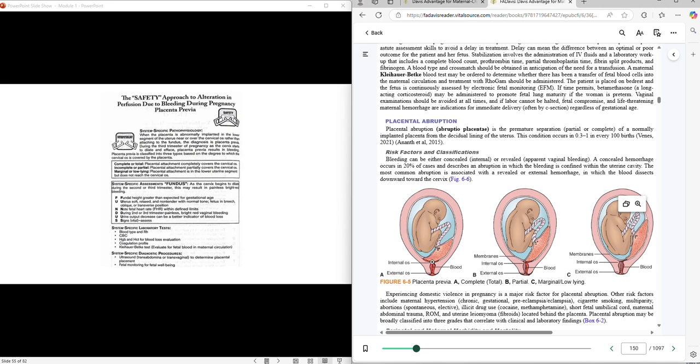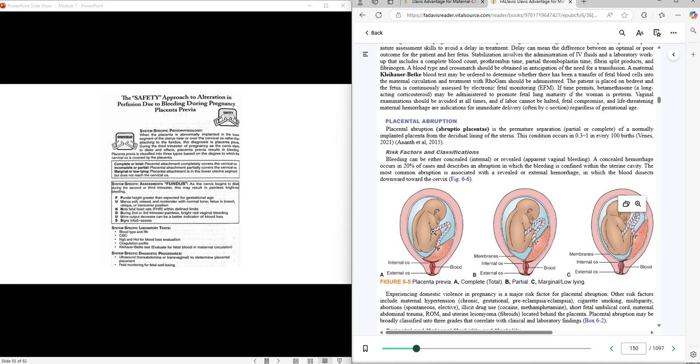There are 3 different kinds: complete, partial, and marginal or low-lying, okay? A complete previa is where the placenta attaches to the uterine wall over the cervical opening. The partial is where part of it is attached over the cervical opening, and low-lying is where it's just right next to that cervical opening, okay?